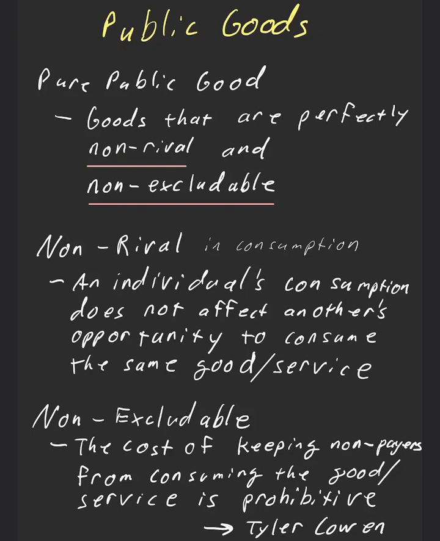Okay. The other idea is what we call non-excludable. The textbook definition in this case is pretty bad. I think a much better definition comes from economist Tyler Cowen. Tyler Cowen says non-excludable is when the cost of keeping non-payers from consuming the good or service is prohibitive. So it's difficult for me, once I've produced something, to prevent you from getting it.